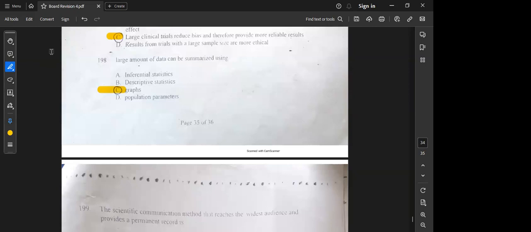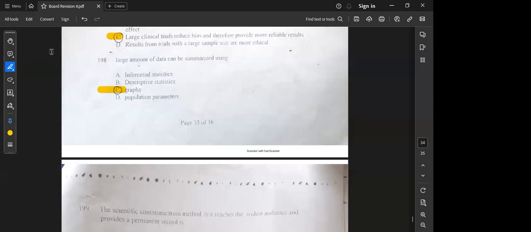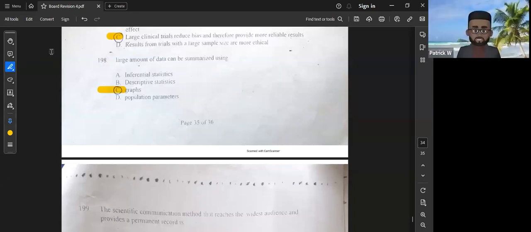Because I think graphs is the easiest thing, but I feel like some of these questions are about choosing the best answer. Even descriptive statistics can be an answer, but which one would best summarize? What I'm finding is graphs is part of descriptive statistics, like an umbrella. Descriptive statistics is up there, and graphs is one of the ways of displaying the data.